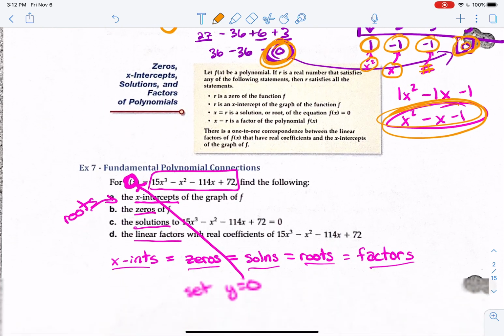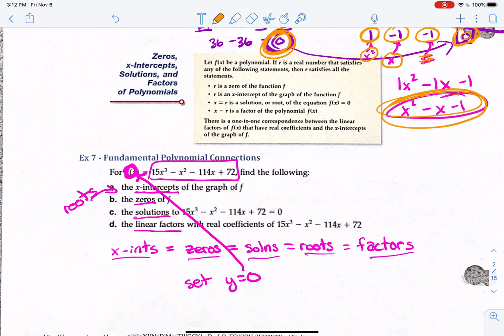All right, the next example. We kind of skipped over this example, but one thing I addressed on here was they asked for A, B, C, and D. They asked for the x-intercepts, the zeros, the solutions, and the linear factors. When it asks for that, it looks like we have to do a whole lot of stuff on A through D, but x-intercepts, zeros, solutions, and linear factors, as well as roots, if they had asked for the roots as well, all of those things mean the same thing. X-intercepts, zeros, solutions, roots, factors, all of them are finding the same thing. They're all finding the x-intercepts.